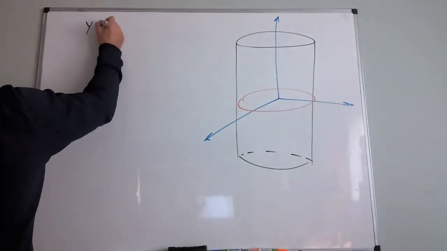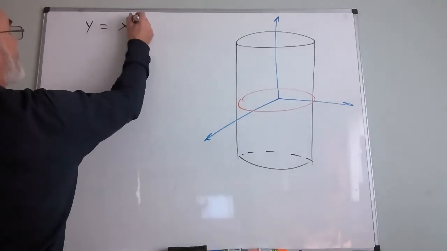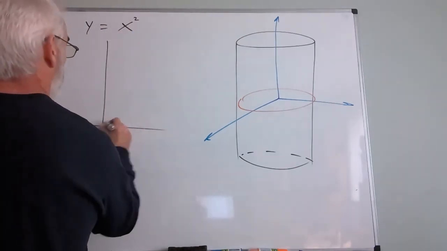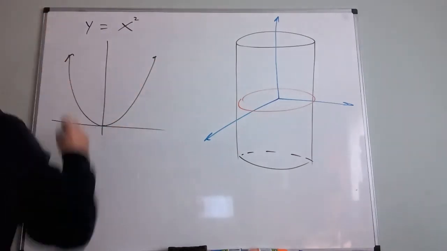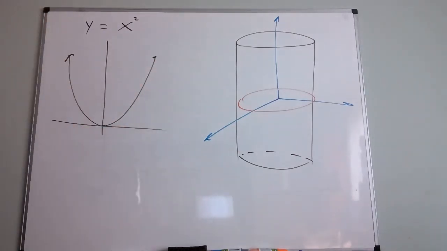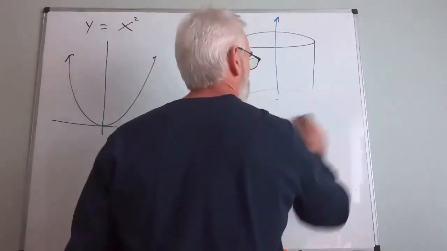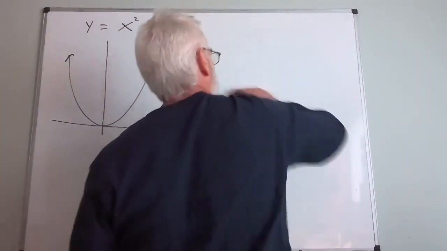If I said, y equals x squared, we know what that looks like. That's a piece of cake. Well, in 2 dimensions, sure. Who said we're limited to 2 dimensions? You mean that can be a 3-dimensional shape?